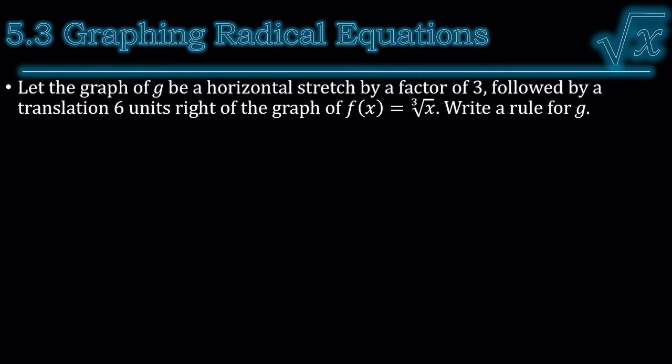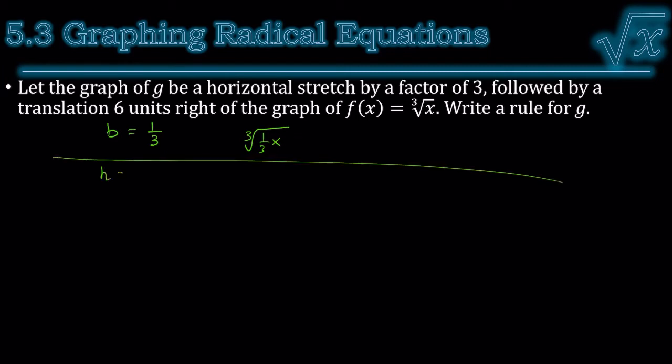All right, let g be a horizontal stretch by a factor of 3. It's a horizontal stretch, so that means it's on the inside, and inside is always backwards. So our B is going to be, instead of 3, 1 over 3. So it'll be the reciprocal. Okay, so that means we'd have the cube root of 1/3 x. All right, that's the first thing. Followed by a translation of 6 units right. All right, 6 units right means that our h is going to be 6.